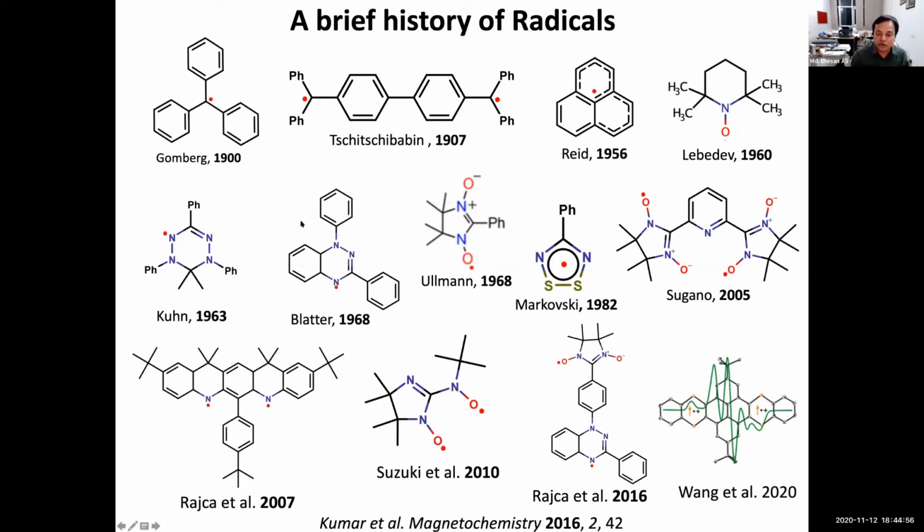It gets equally distributed over all 3 nitrogen atoms, and that's what provides the stability to the system. And this is a monoradical, and Sugano et al. have synthesized dinitron nitroxide. It has 2 radical centers, and these 2 radicals are ferromagnetically coupled. Similarly, this Rajca molecule is also quite famous, robust, and room temperature stable, and it shows very strong ferromagnetic exchange interaction.